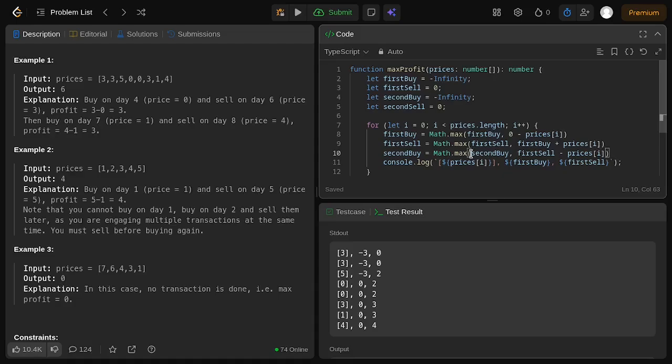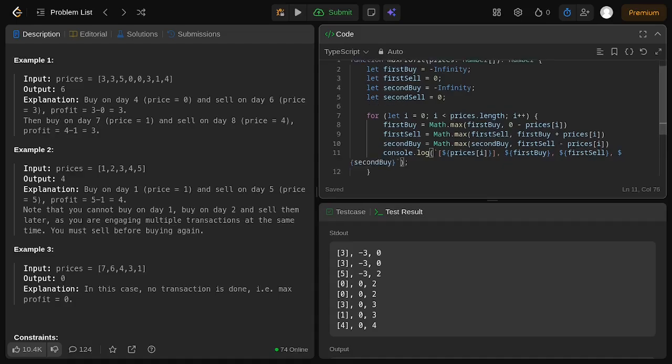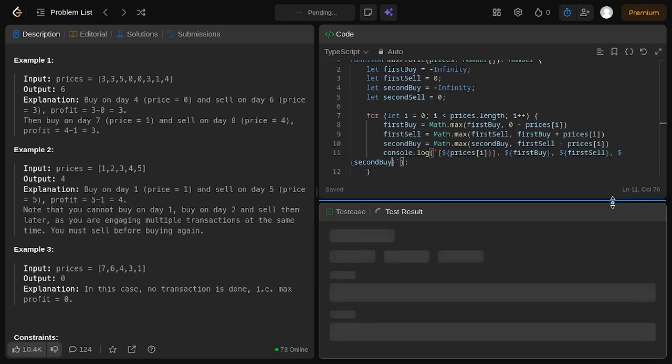and subtract the price of the current iteration. Then to see which one has the higher value, it is the negative infinity on the first initialization of the second buy, or the calculation from the first sell profit subtracted by the current price. Then we can just add this using a comma and the $ sign, for second buy, and just run the code again to see the console.log.